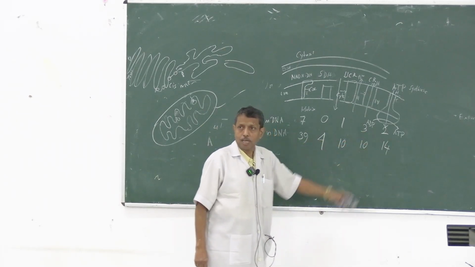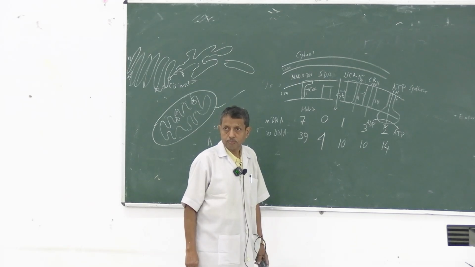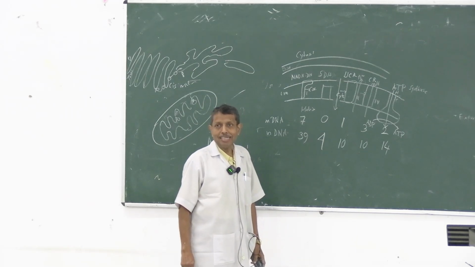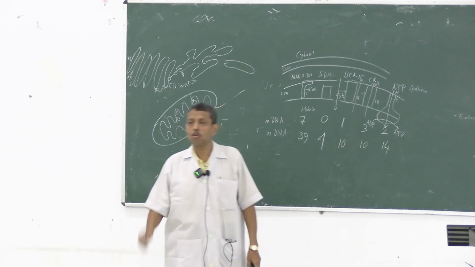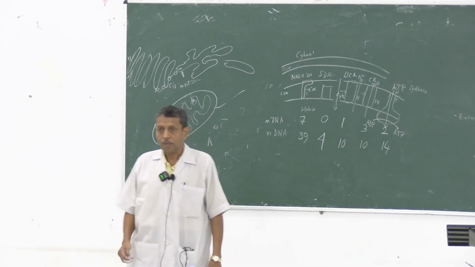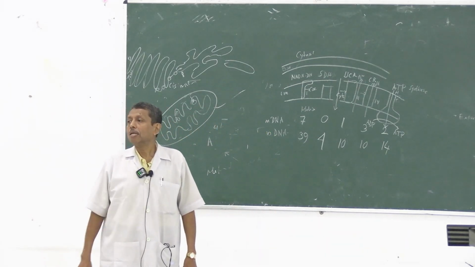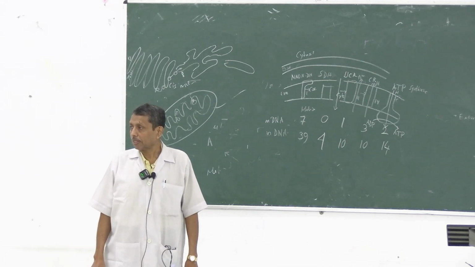ATP formation is an energy conserving process. Whenever there is ATP or any energy conserving process, some part is always lost. But if this is defective, then more is lost. Understood?